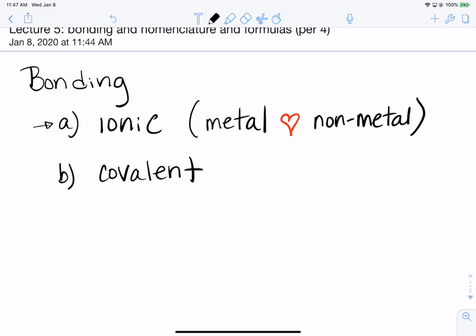Covalent bonds happen between nonmetals and nonmetals.